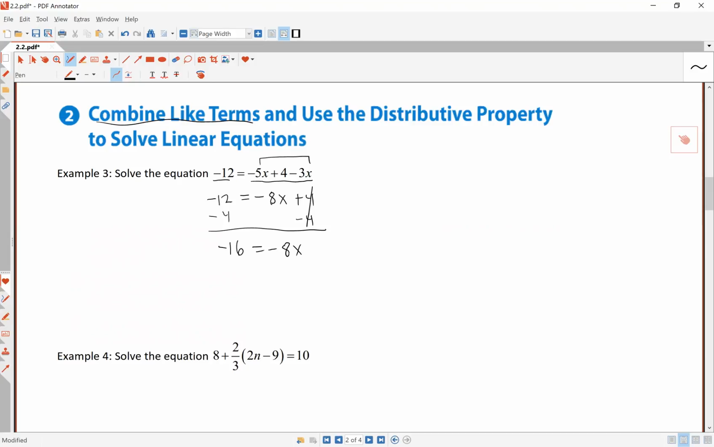We solve this by looking at the negative 8x. It's negative 8 times x, so we divide by negative 8 to get rid of the negative 8. Remember, if it's a multiplication, we do the opposite, which is division. Dividing by negative 8, we're left with x on the right, and negative 16 divided by negative 8 is 2. So we get 2 for our solution.